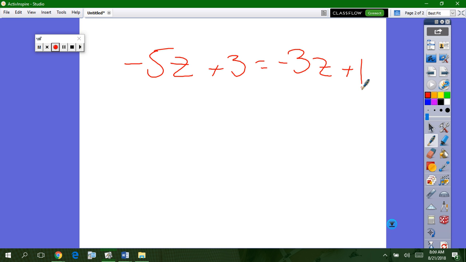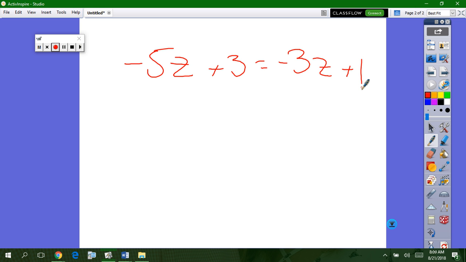Okay, what's different on this problem than the previous problem? We have two variables, don't we? They're the same variable, but they're on different sides. So we want them on the same side. Does it matter what side we get them on?